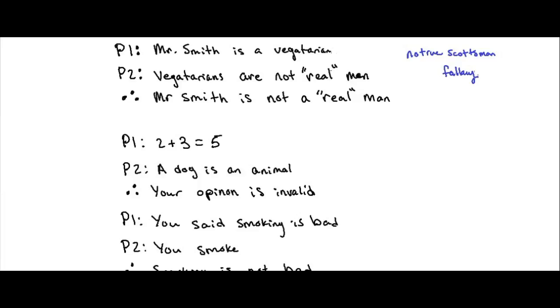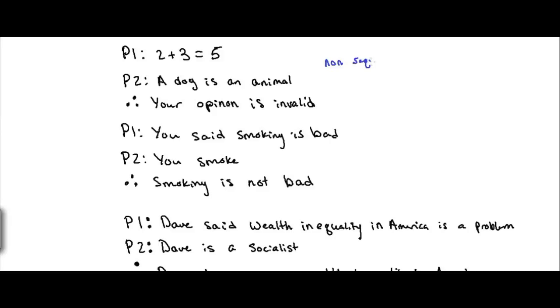Let's look at the next one. Here we have 2 plus 3 equals 5. A dog is an animal, therefore your opinion is invalid. So all 3 of these are true. However, there is no logical flow. So this is a non sequitur. It's kind of a mix between a formal and an informal fallacy, because we're presenting a structure that isn't even remotely connected. The premises can be true, but they don't follow to the conclusion. So this is an example of a non sequitur.